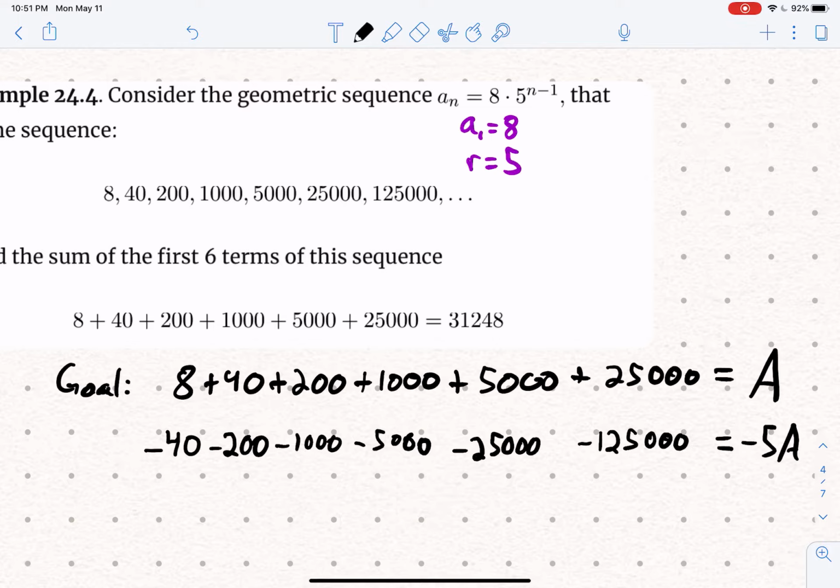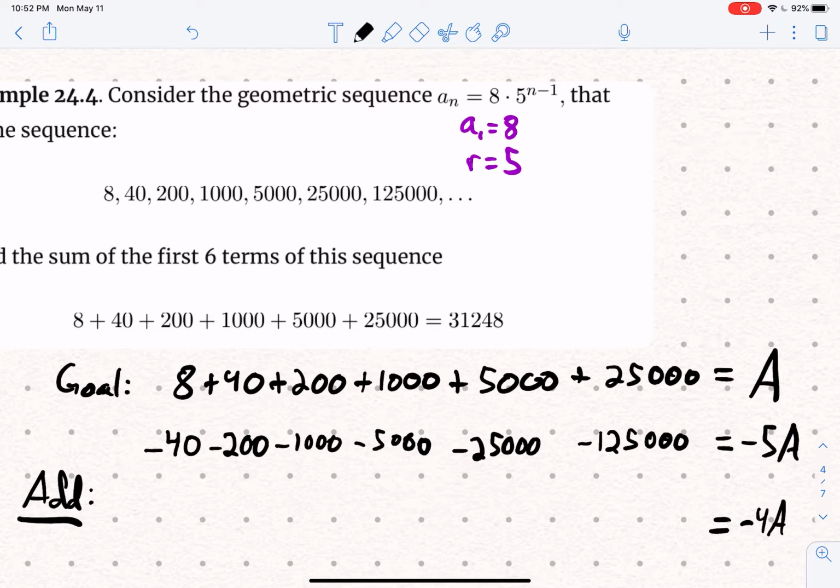What I want to do is look at these two sums, the top one and the bottom one, the A and the minus 5A, and add them together. Remember, I'm trying to find what A is equal to, but what I'm going to do is combine the formula for A with the formula for negative 5A. On the right-hand side, A minus 5A is 1A minus 5A, which is negative 4A.